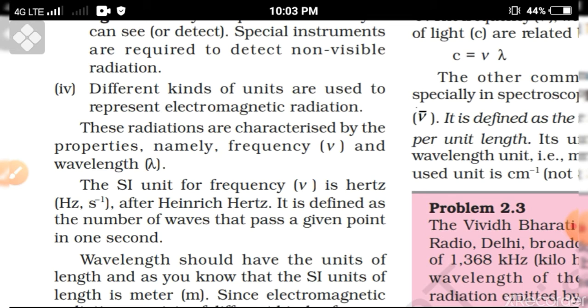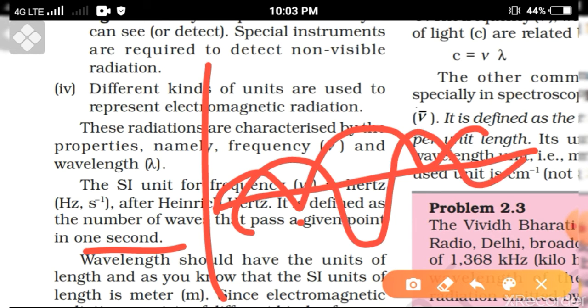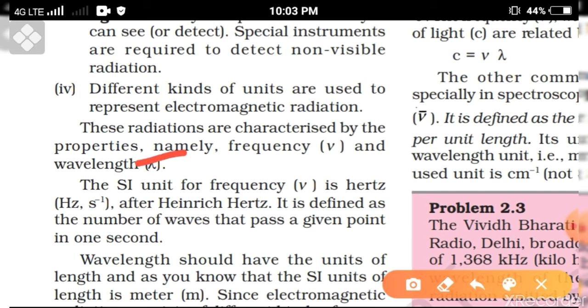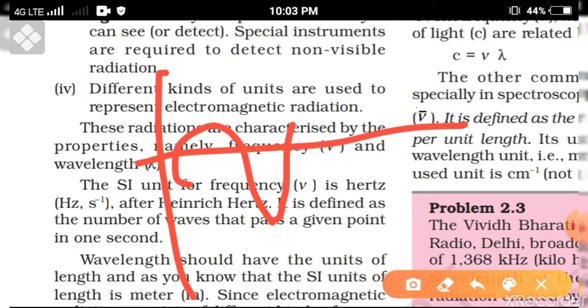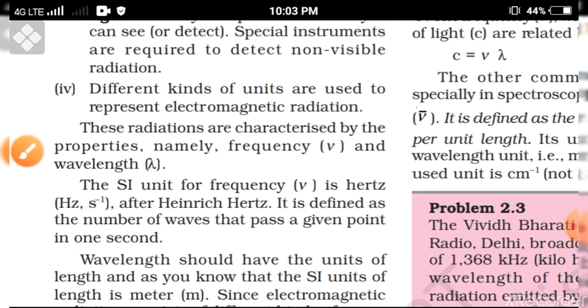How can you define frequency? It is defined as the number of waves that pass a given point in 1 second. In 1 second, how many waves are passing a point, what is their rate in 1 second? That is known as frequency.